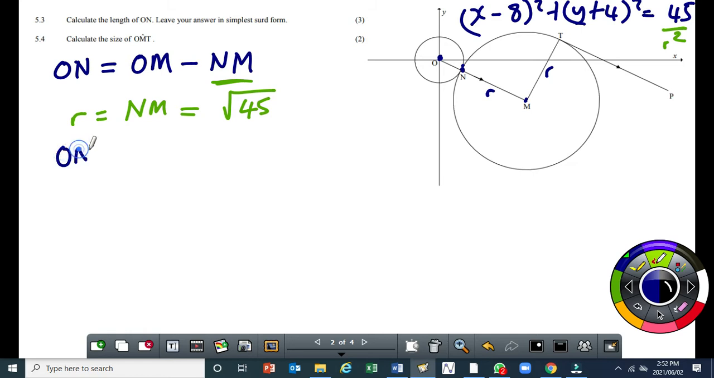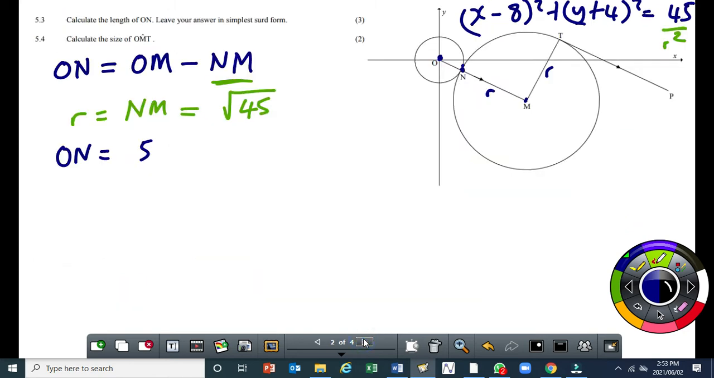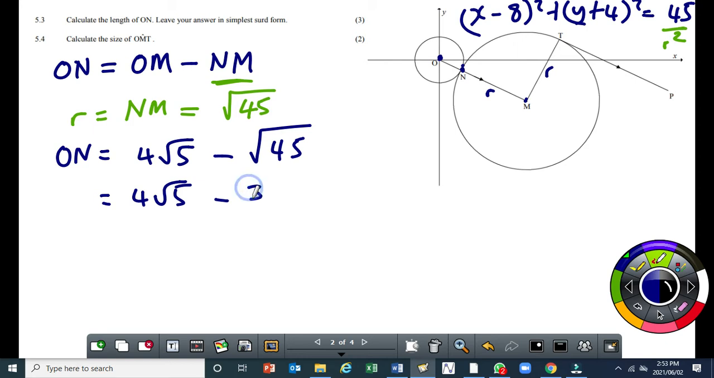Therefore, my ON is going to be equal to OM, which I got as 4 square root of 5. So, I can say 4 square root of 5 minus the square root of 45. Now, I can simplify that without the calculator. This is the same as 9 times 5, so this will be 3 square root of 5. And that will give me square root of 5 units. Okay? So that will be the length of ON.